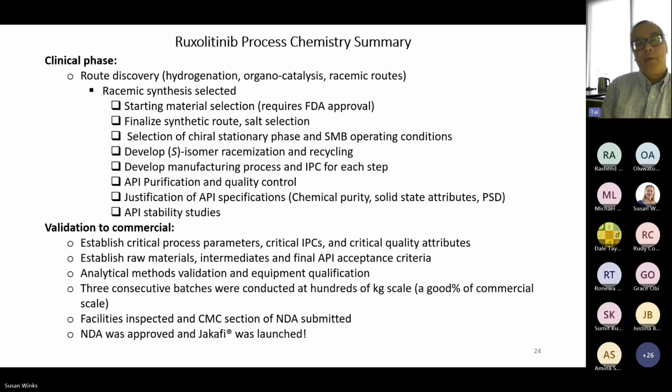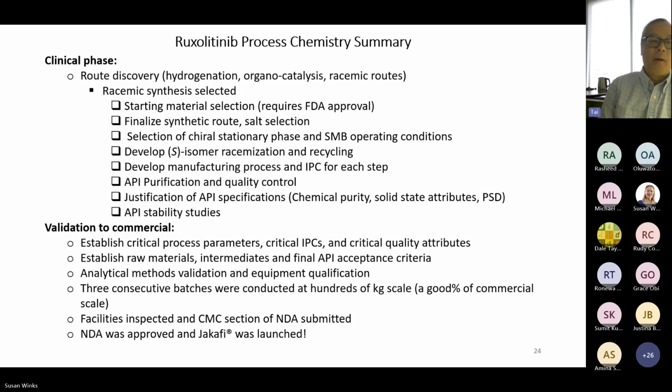So there are critical process parameters and critical quality attributes that we have to establish. We have to have a final validation of the analytical method, equipment qualification. And then we move on to do a validation campaign, which has 3 consecutive batches run under very highly controlled situation at a good percentage of commercial scale.